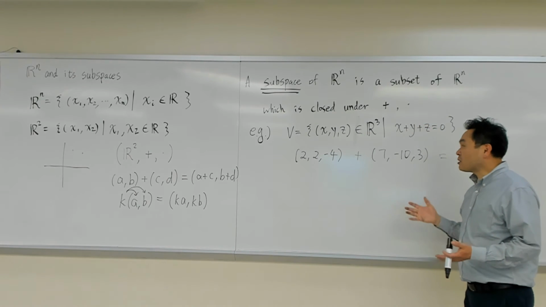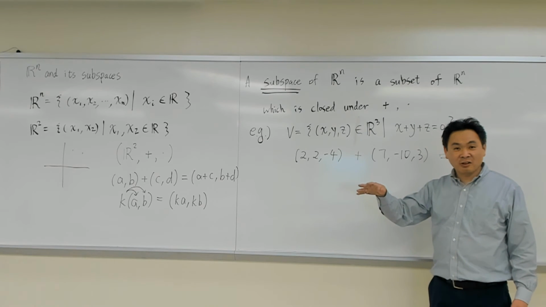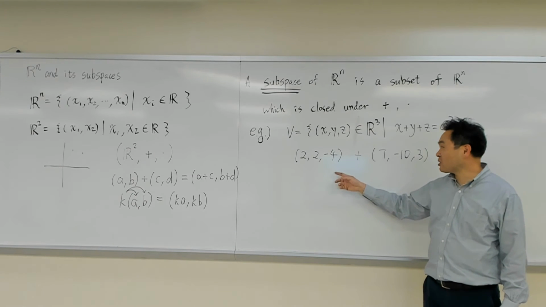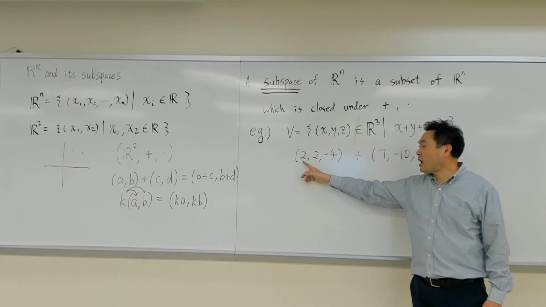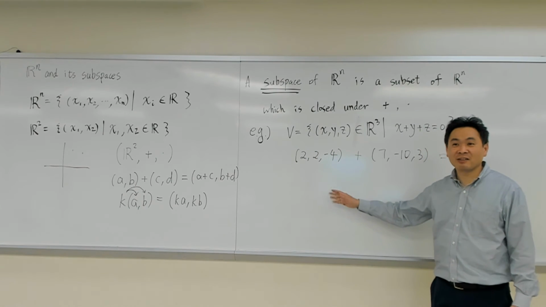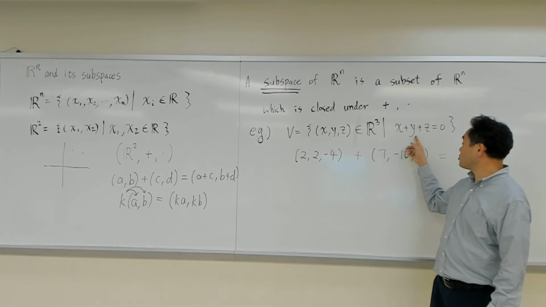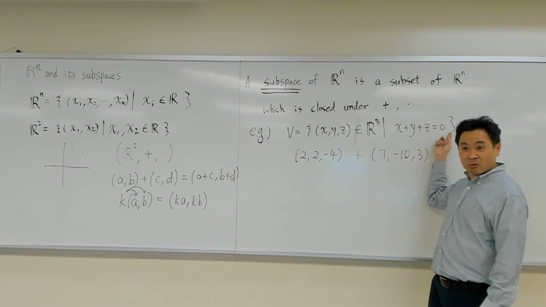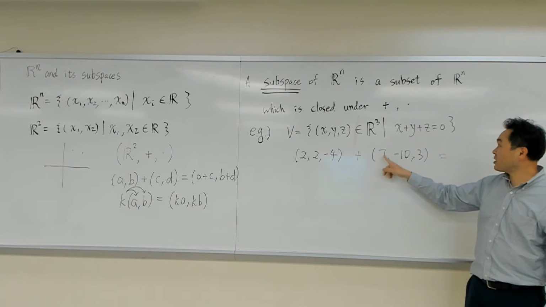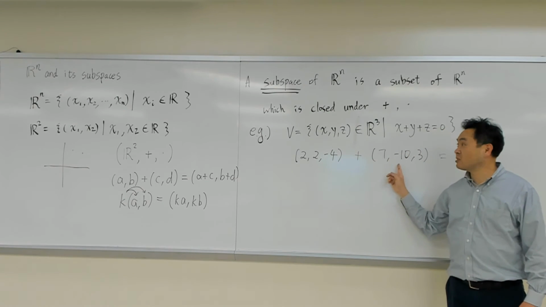Now, before I carry on, since only one person actually answered my question, I'm not so sure how people are understanding this. How do we know that 2, 2, negative 4 belongs to V? It satisfies the equation. Yeah. If you do 2 plus 2 plus negative 4, you do get 0, right? So this does belong to V. The same deal here: if you have 7 plus negative 10 plus 3, you do get 0. So we know that both of these points belong to V.